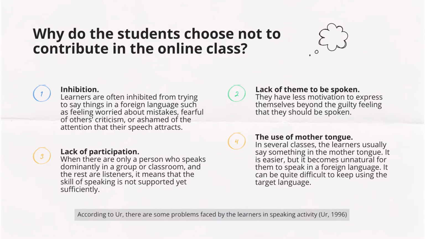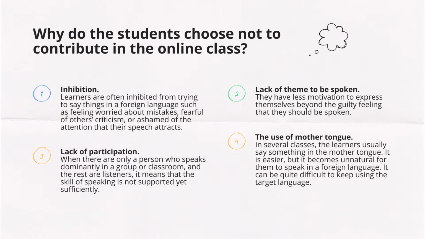According to her, there are some problems faced by the learners in speaking activity. Those problems can be explained as follows. First, inhibition. Unlike in reading, writing, and listening activities, speaking requires some real-time exposure to audiences. Commonly, learners are often inhibited from trying to say things in a foreign language, such as feeling worried about mistakes, fearful of others' criticism, or ashamed of the attention that their speech attracts.